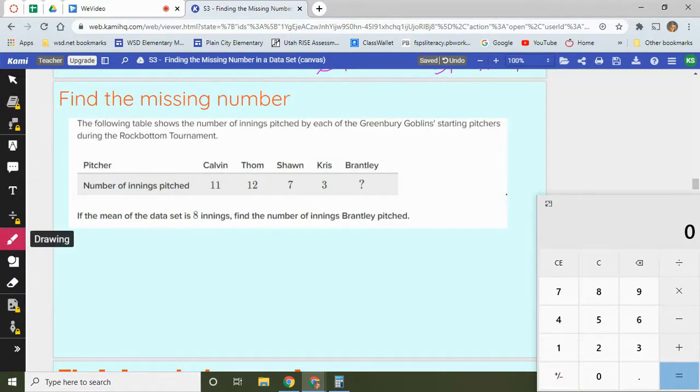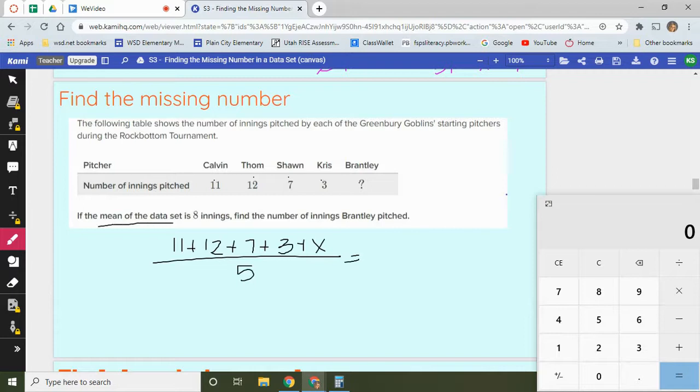So the following table shows the number of innings pitched by each of the Greenberry Goblins starting pitchers during the Rock Bottom tournament. So I write down my numbers: 11 plus 12 plus 7 plus 3 plus x divided by 1, 2, 3, 4, 5 people. And it says the mean of the data set is 8.